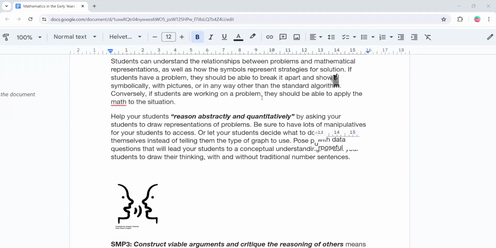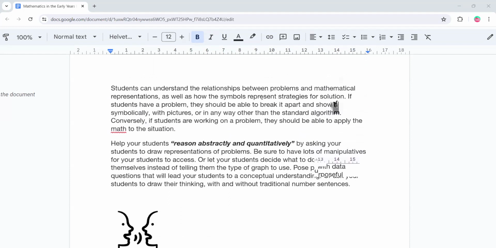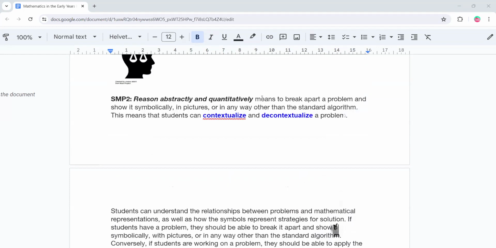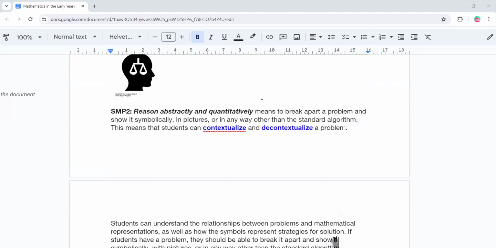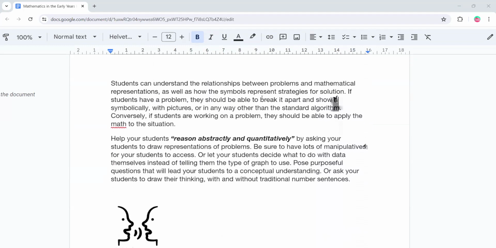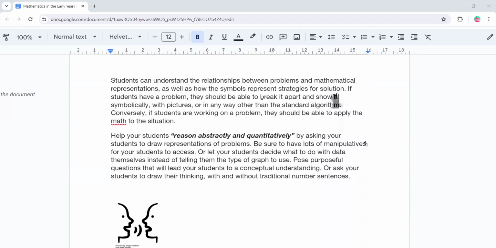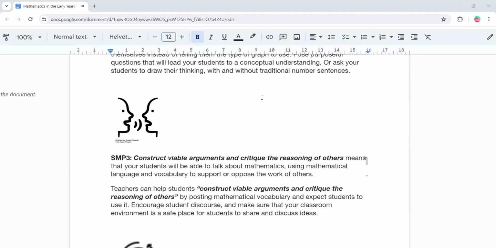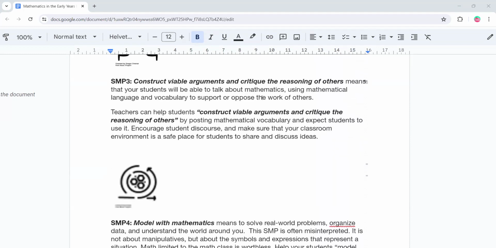Okay, so the theme that I read was about the second standard, which is reason abstractly and quantitatively. I think you got an understanding of what I explained and just read through it. The third standard is construct viable arguments and critique the reasoning of others. I'm not going to read any further. I will put this note in the description. If you feel like reading more about the standards, you're most welcome.